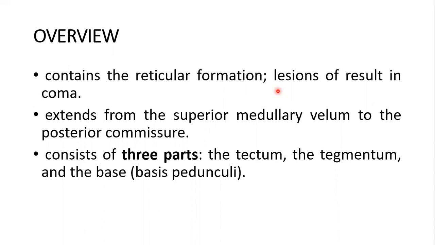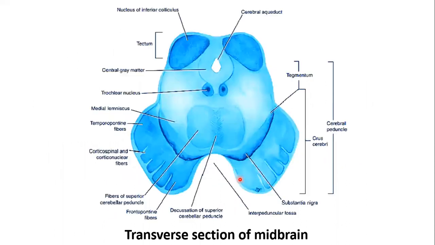So the extension of this midbrain is, it extends from the superior medullary velum to the posterior commissure. Now of course it's very interesting, it has 3 parts. What are those? Tectum, tegmentum, and the base. So the base is the pedunculi. So let's see what these parts are.